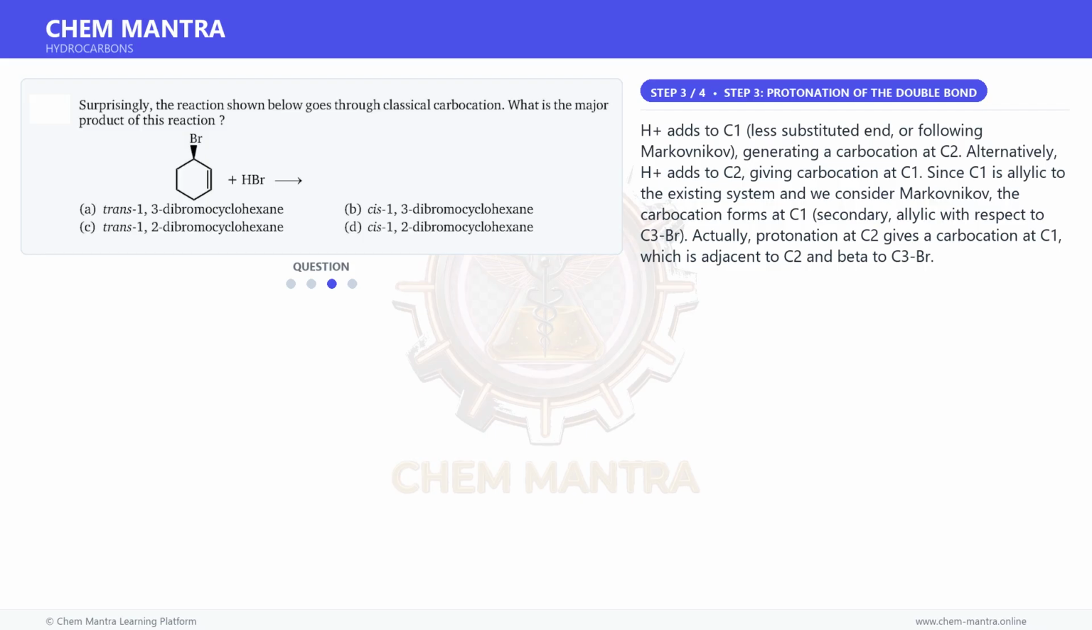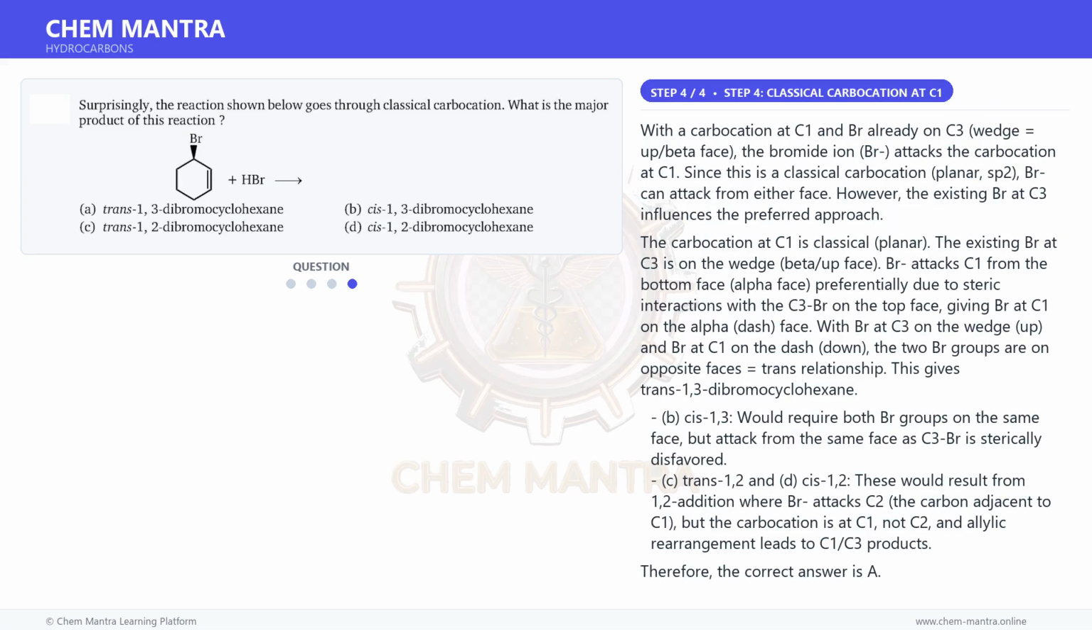Since C1 is allylic to the existing system, and we consider Markovnikov, the carbocation forms at C1, secondary, allylic with respect to C3, Br. Actually, protonation at C2 gives a carbocation at C1, which is adjacent to C2 and beta to C3, Br. And for the final step, with a carbocation at C1 and Br already on C3, wedge is equal to up, beta face, the bromide ion, Br-, attacks the carbocation at C1.